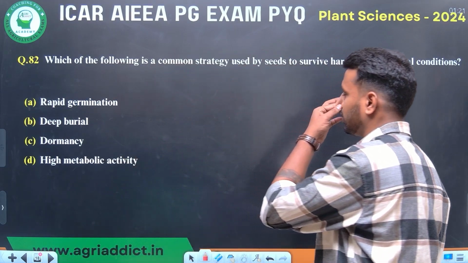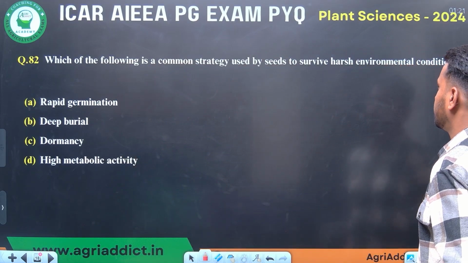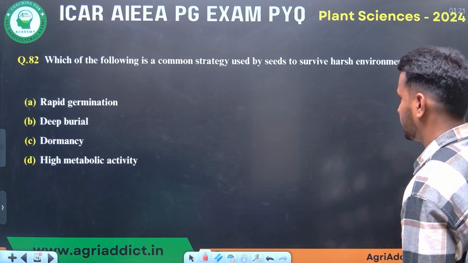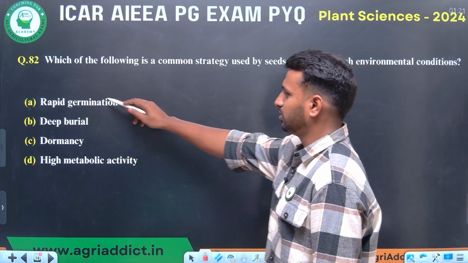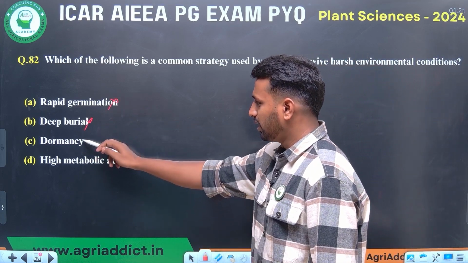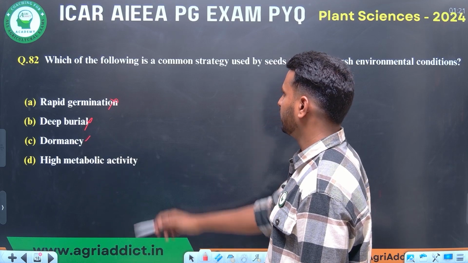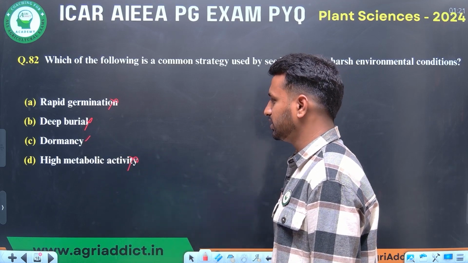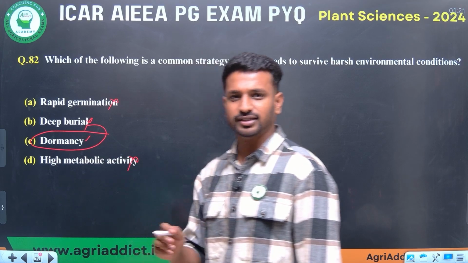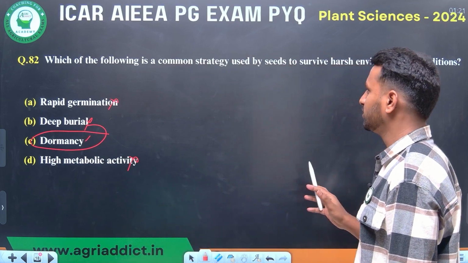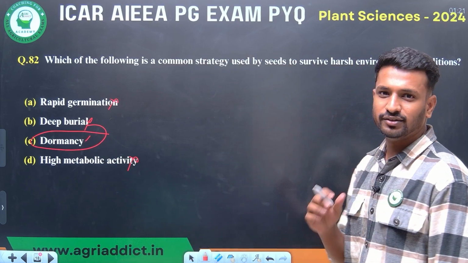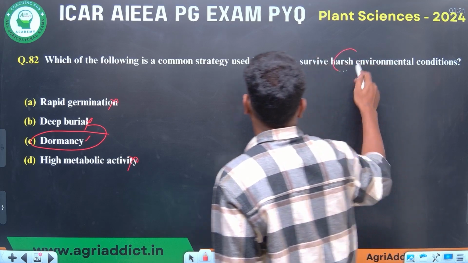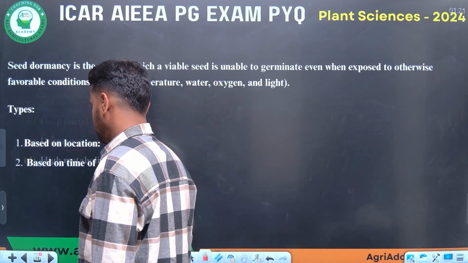Next one, which of the following is the common strategy used by seeds to survive harsh conditions? Rapid germination, no. Deburial, no. Dormancy, okay. High metabolic activity, so this can't be the common strategy. The third one is the most relevant answer that we already know. It is dormancy, which is used as a common strategy to survive harsh environmental conditions, right?